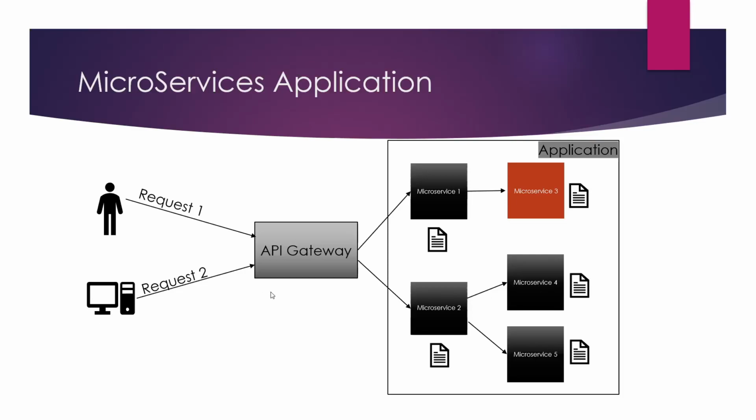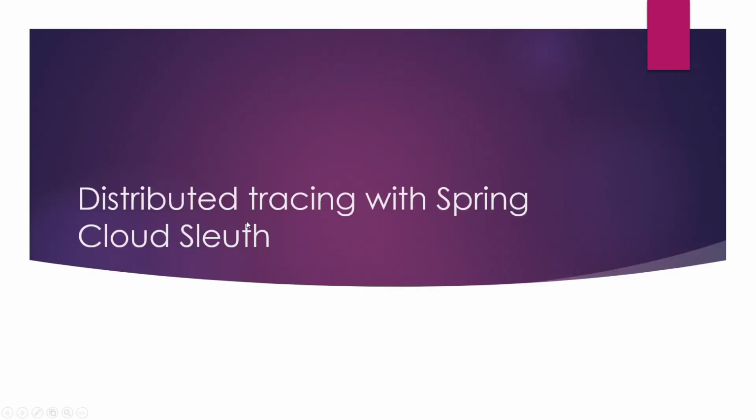Now that we know the challenge for tracing in microservices, the next thing we need to talk about is how you can solve the challenge. Spring Cloud Sleuth to the rescue. Spring Cloud Sleuth helps in generating the identifier for each HTTP request, both at the request level, which is end-to-end, and also at each microservice level.